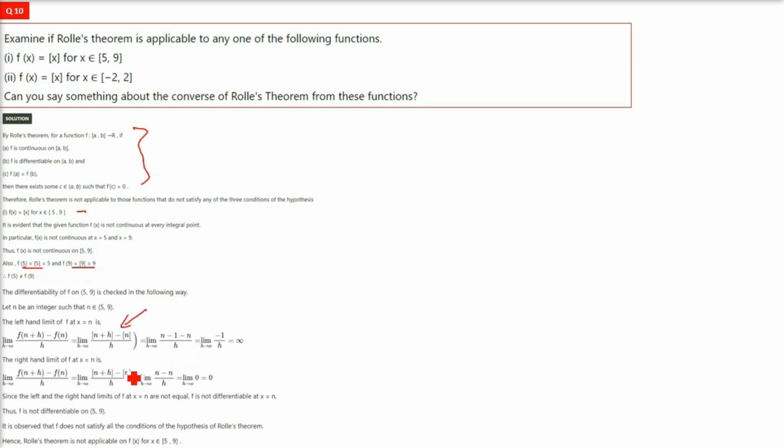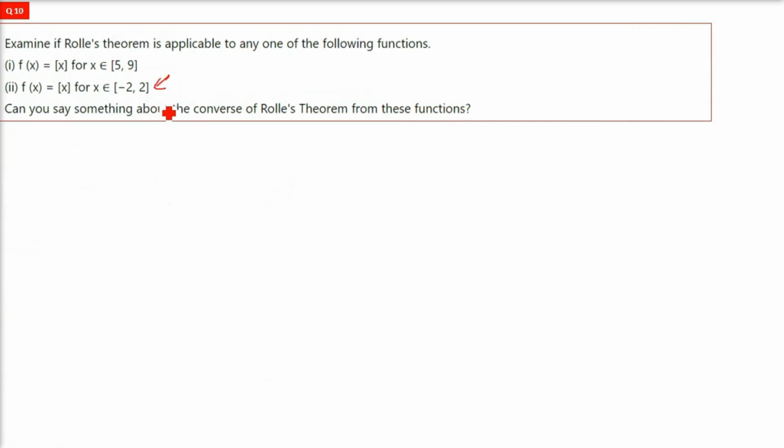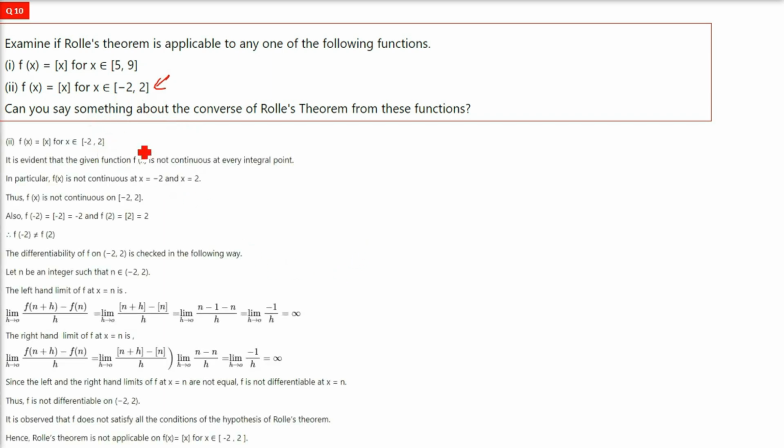So this is the LHL and RHL which I explained, and this clearly shows that Rolle's theorem is not applicable on f(x) because of continuity and differentiability. We have already checked the differentiability just now, for -2 and 2. Whatever I have done with the first part, the same thing has to be done for the second part. In Rolle's theorem, there are certain conditions. All those conditions have to be shown by you for -2 and 2.